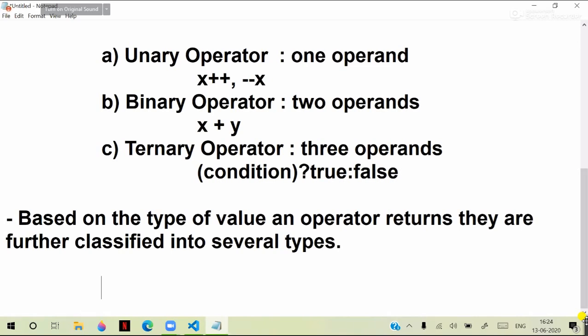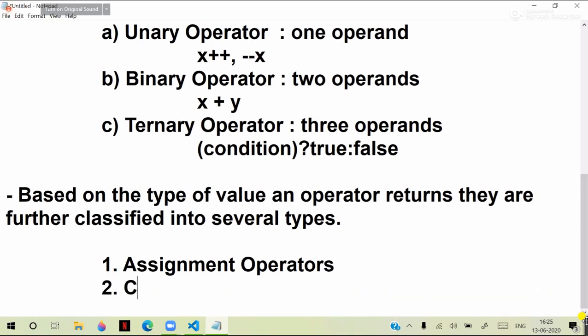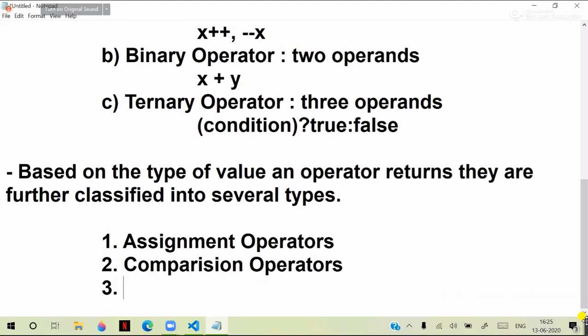So what are the different types of operators supported in JavaScript? That is important. Actually, JavaScript operators are: we have assignment operators, we have comparison operators, we have arithmetic operators.